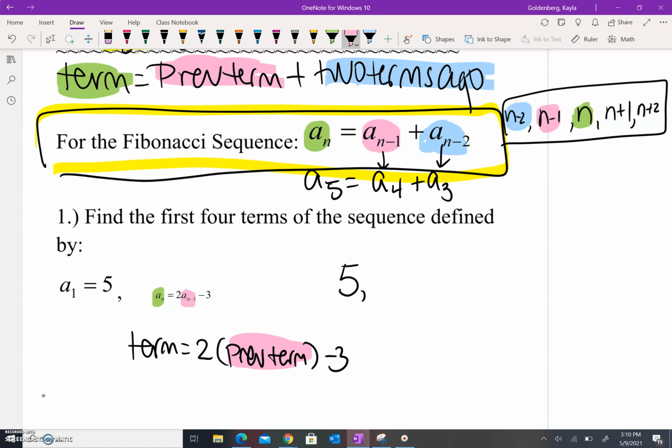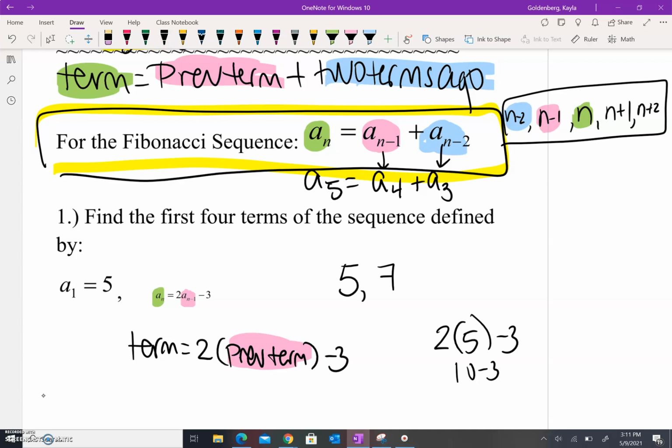And notice, if green is our current term, one term before that would be the n take away 1 term if we use that box as a reference. So I'm just going to write out some examples to see what the sequence will be. We want the first 4 terms. So thinking through, 2 times previous term, 2 times 5, take away 3. The next term is going to be a 7. So that's going to be term 2.